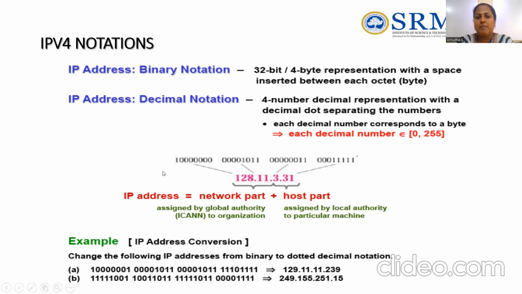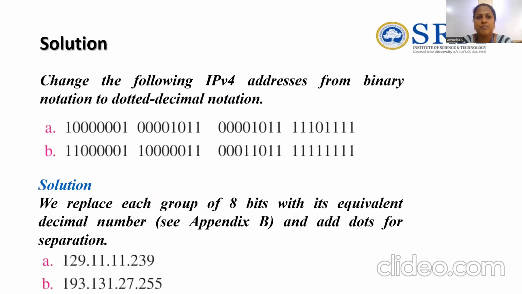When you take any IP address, it is a combination of a network part and a host part. The network part is assigned by the global authority, by the organization, whereas the host part is assigned by the local authority of the organization. We can change the IP address from one notation to another. In the coming slides, I will brief about that. So now consider the problem: change the following IPv4 addresses from binary notation to dotted decimal notation.